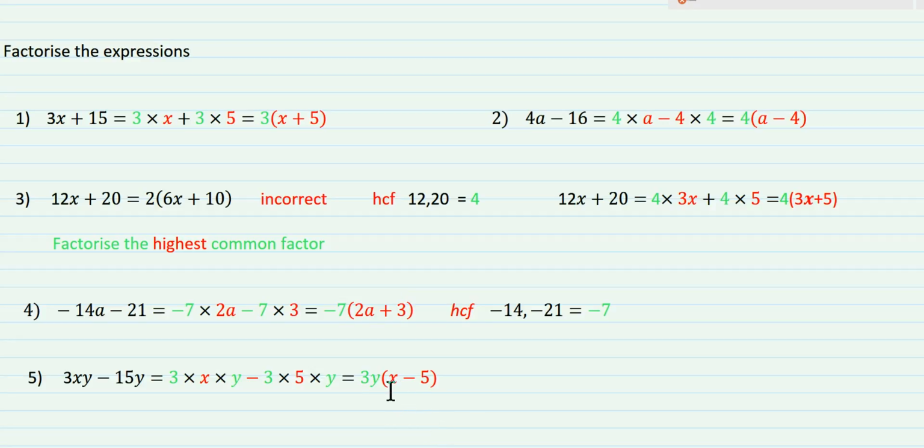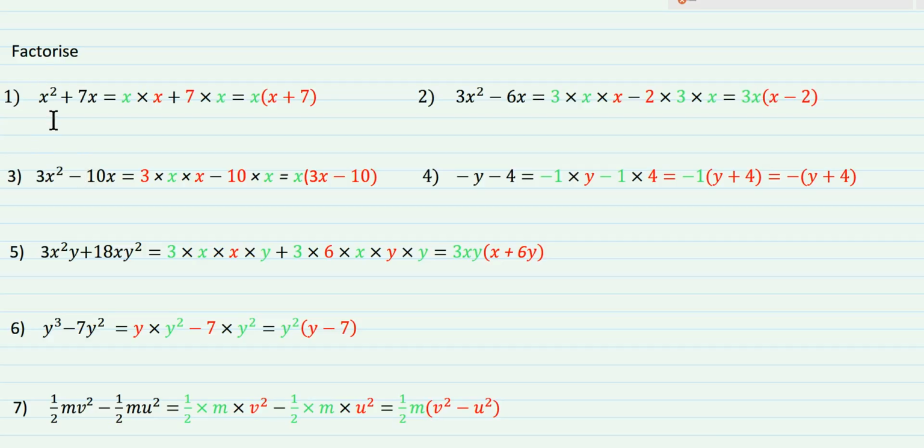If you multiply this out, you should get this. So the 3y times x will give me 3xy. 3y times minus 5 is going to give me minus 15y. So it's correct. So that's how you check it. You can multiply it out again to see if you get the original expression.